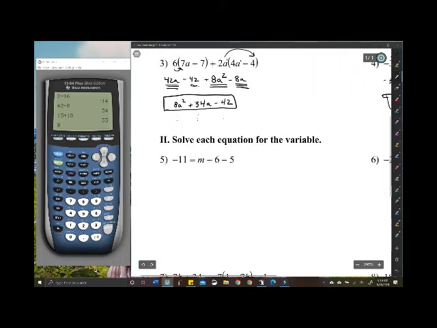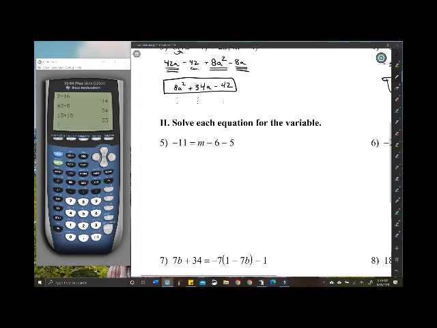Basic solving. So solve each equation for the variable. Here, it's all about balance again, as hopefully these shouldn't be too bad. We're solving for m, so we want to get it all by itself. You have different options. What I would recommend is, we just want to move everything else to the left. So we're going to add 6 and add 5. You could do it one at a time. Negative 11 plus 6 plus 5 is 0 equals m.